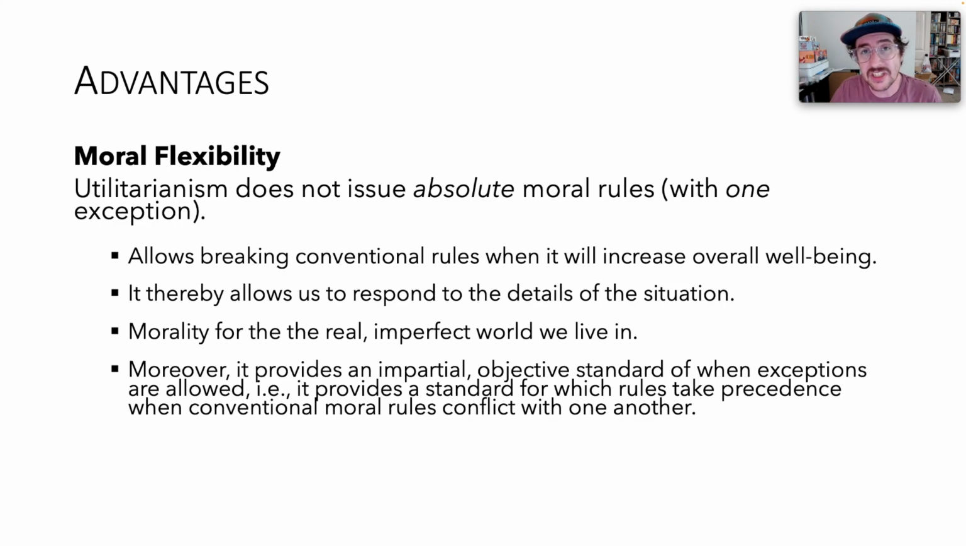So there's an objective standard that doesn't depend upon how you feel about it that determines when you can break those rules. Moreover, when moral rules might conflict with one another. For instance, you might think, here's one moral rule: tell the truth. Here's another moral rule: don't harm other people. Well, what if telling the truth would harm another person? In this scenario, we need some way to resolve the conflict between those two rules. Utilitarianism gives us an objective standard to figure out which rule it would be right to follow in that situation.